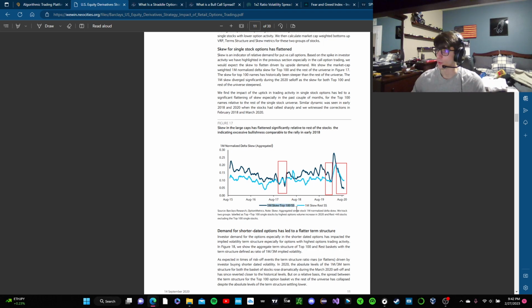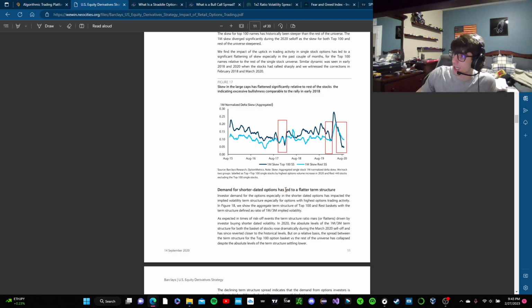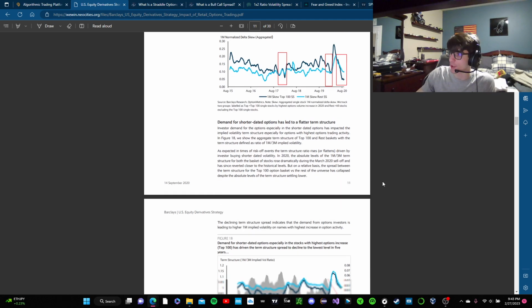So the dark line is the 1 month skew for the top 100, and the lighter line is the 1 month skew for the rest of the stocks. And we see it rise and steepen. It's basically just steep in both directions is what they're getting at, and that is unusual. Demand for shorter dated options has led to a flatter term structure.